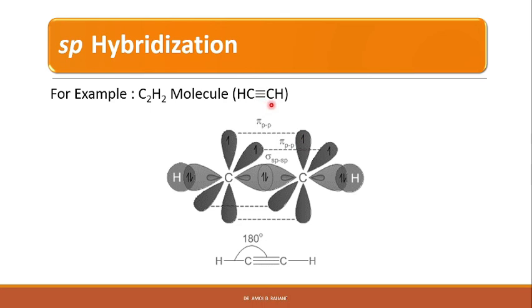Therefore in the C2H2 molecule we have 3 bonds, right? So it is a triple bond. The bond angle is of the order of 180 degrees, right? So this is sp hybridization.